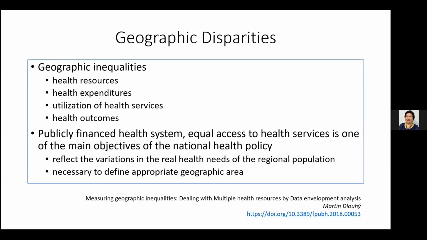One of the main objectives of the national policy for a publicly financed system is to provide equal access to health services. It is for this reason that the existence of geographic differences has been documented by a lot of studies from various countries of the world. Observed variations in health resources reflect the variation in the real health needs of the regional population.